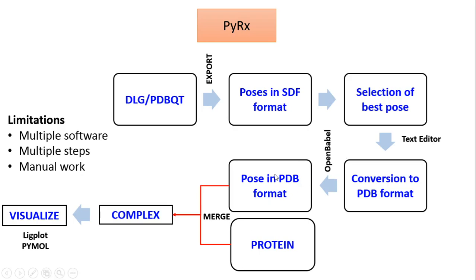And once the predicted pose is present in PDB format, you usually have the receptor protein in PDB format. Next, what you do is merge the predicted pose with that of the protein, and it is also done in some text editor, like you can use TextPad, you can use Notepad++, you can even use Notepad, and finally you generate the complex.